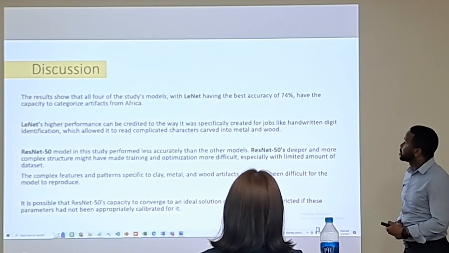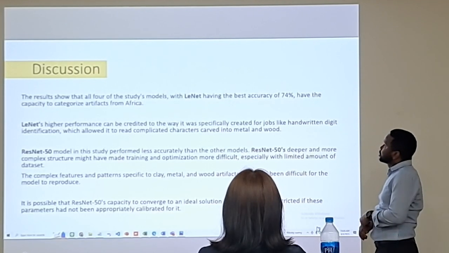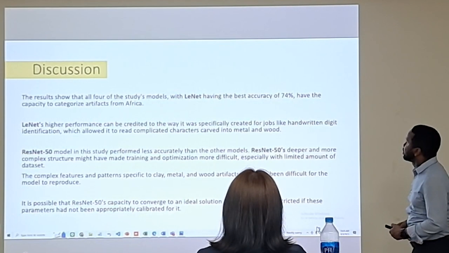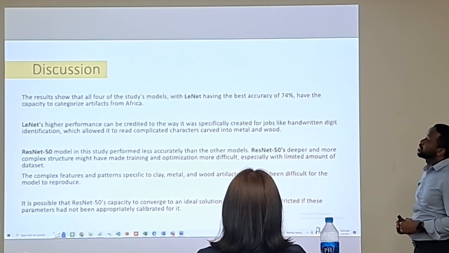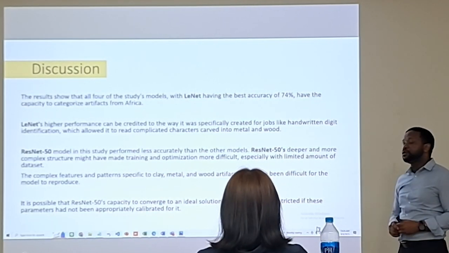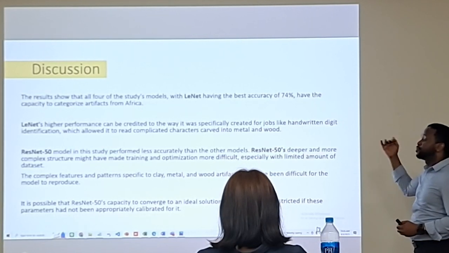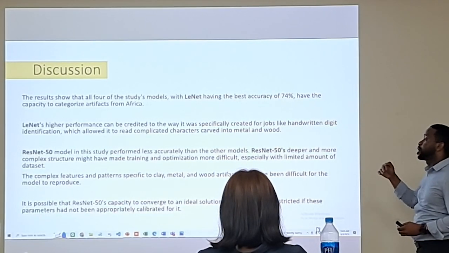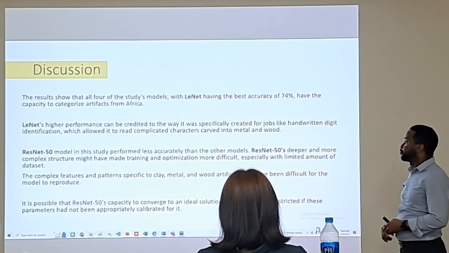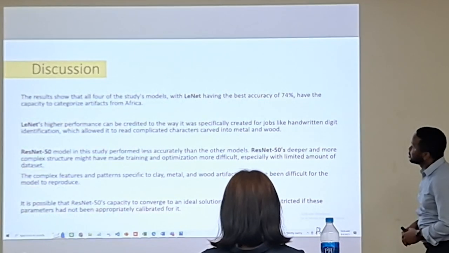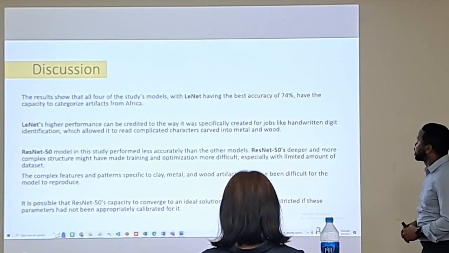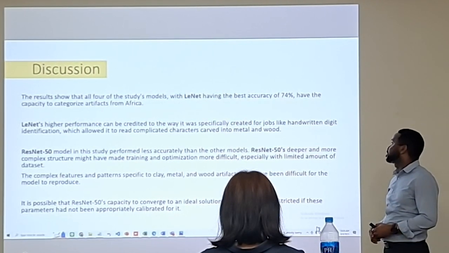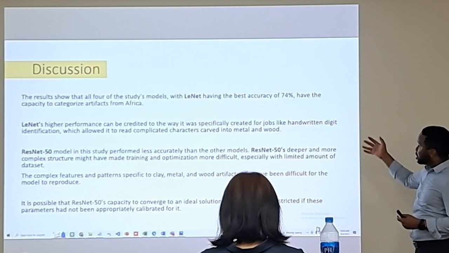The results show that all four models, with LeNet having the best accuracy of 75%, have the capacity to categorize artifacts from Africa. Why do I say that? Because all of them show accuracy above 50%. And LeNet's highest performance can be credited to the way it was specifically created for the job, like handwritten digit identification.